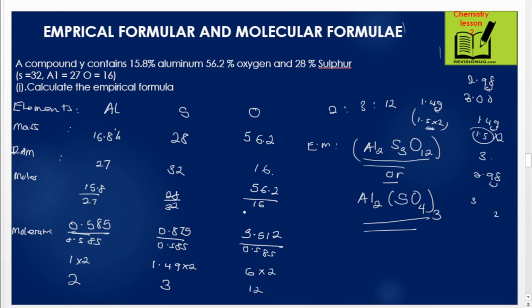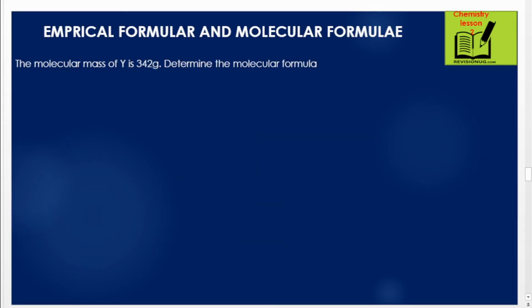So this is aluminium sulfate. In this question, a new thing we have learned is that when you have a number like 1.5, 1.6, 1.7, you multiply by 2. Just that one. That is very simple. Let us continue from the first question.